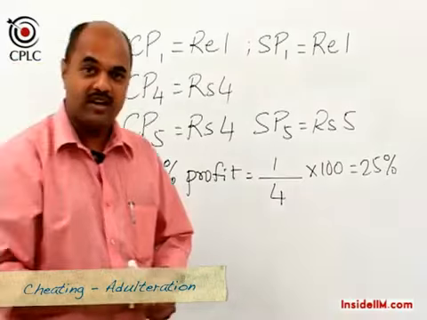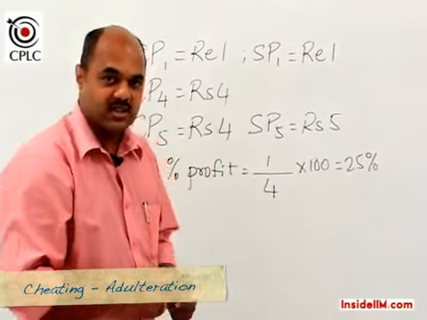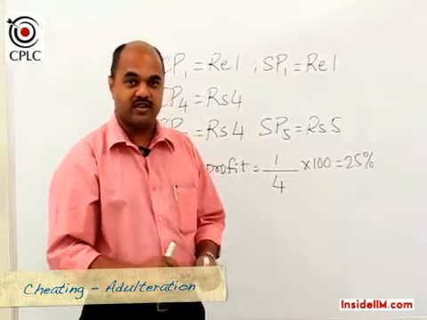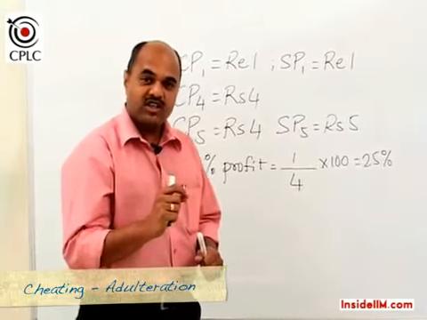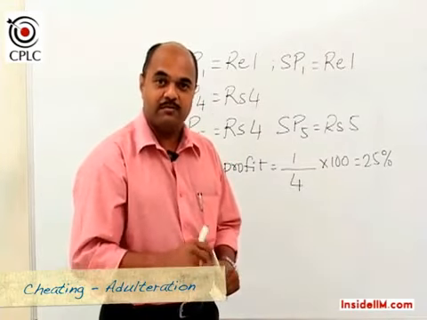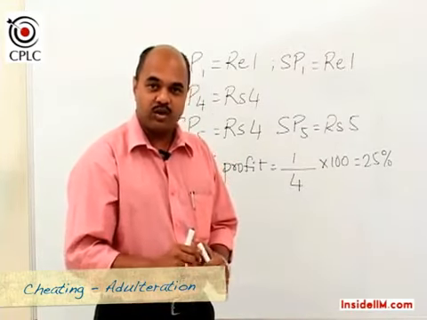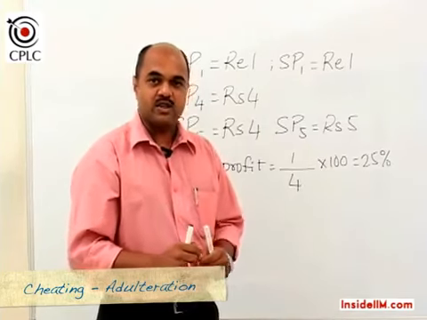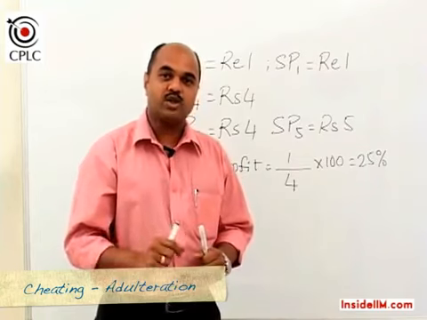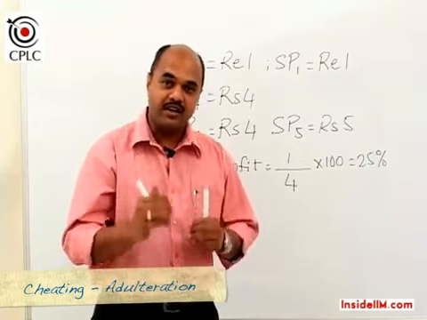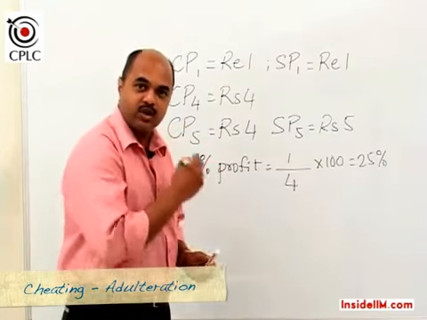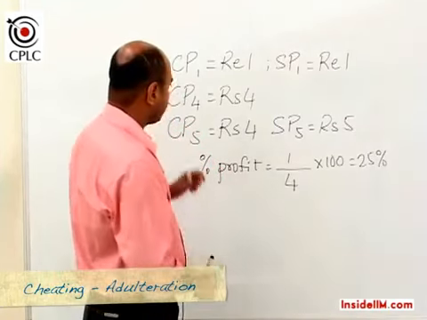So though the milkman claims to sell at cost price, because he has added water to milk, he is actually making a profit. If we now change one parameter in the question, suppose we say a milkman mixes 1 liter of water with 4 liters of milk and claims to sell at a loss of 20%, or he claims to offer a discount of 20%. How would the situation change now?